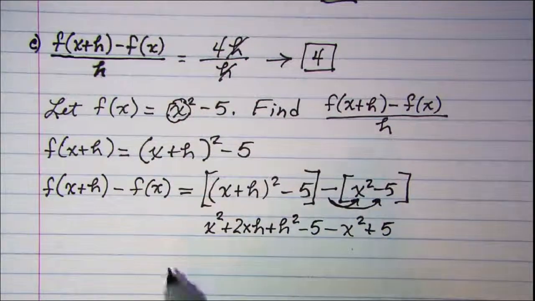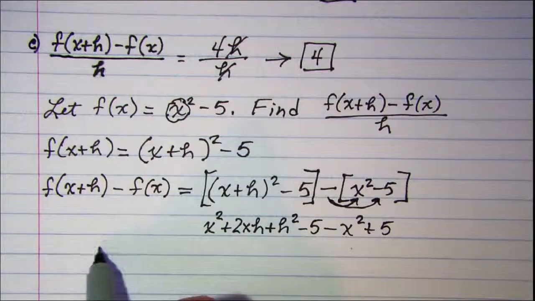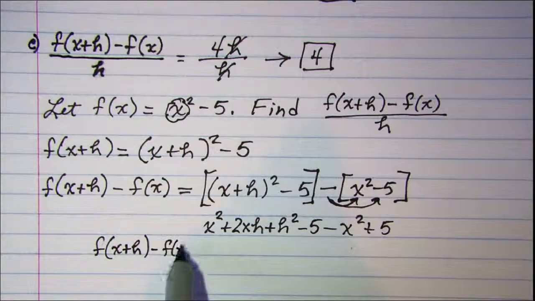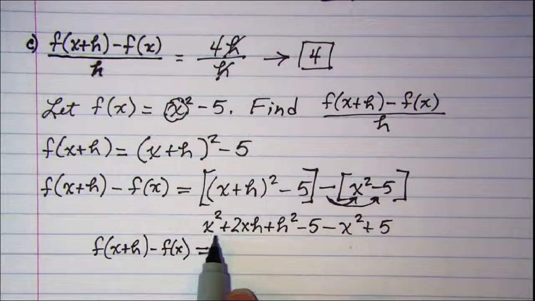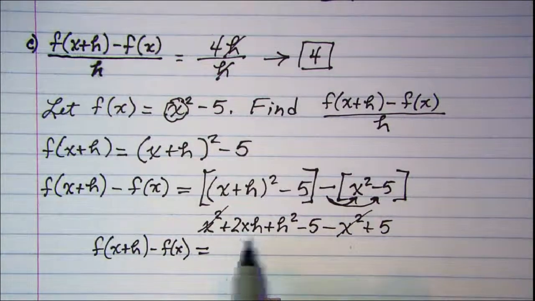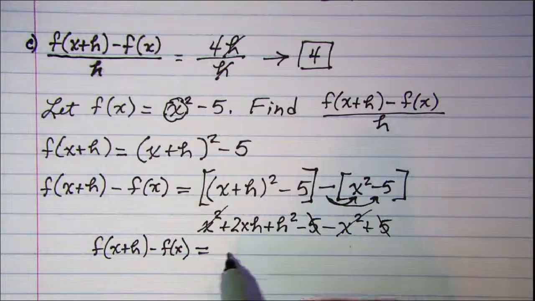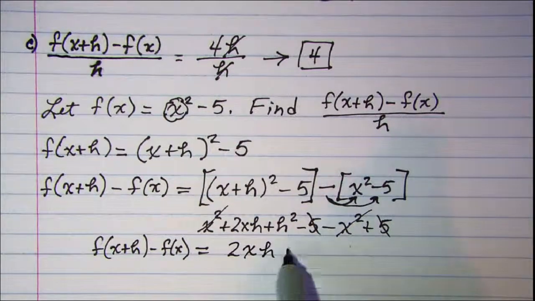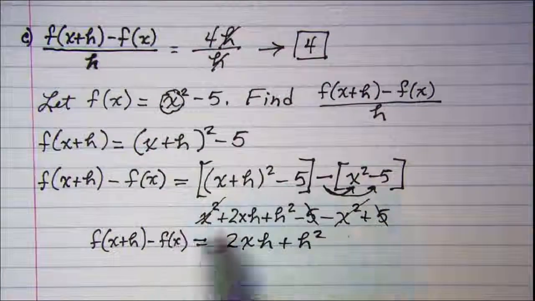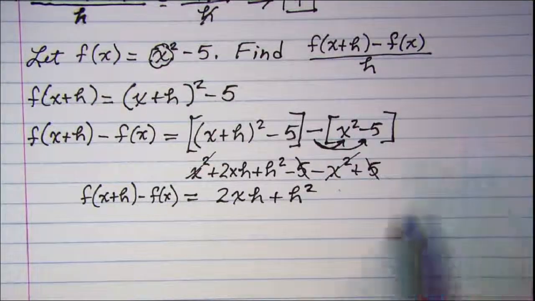So the numerator of our difference quotient, if we simplify this, will be, let's see, my x squareds cancel, and my negative 5 and my positive 5 cancel. So I just have 2xh plus h squared. And then finally, that is divided by h for my actual difference quotient.